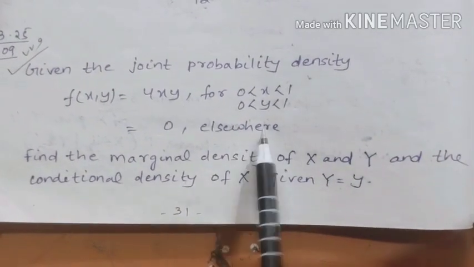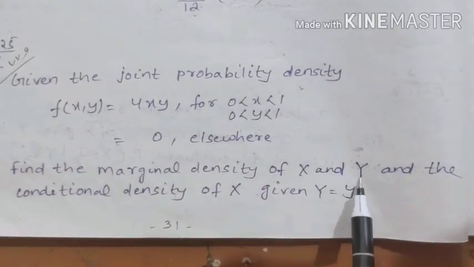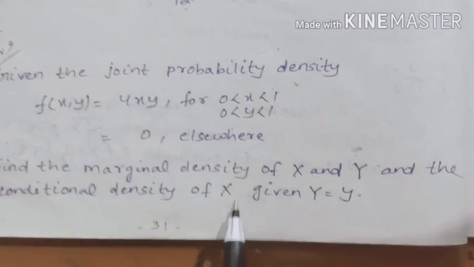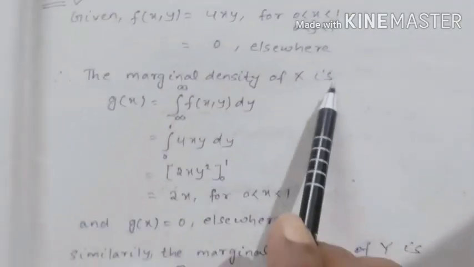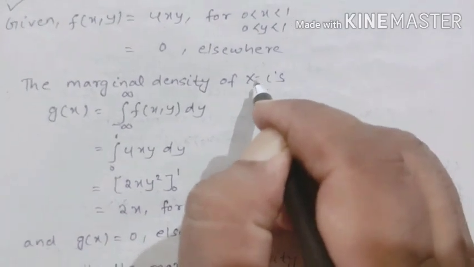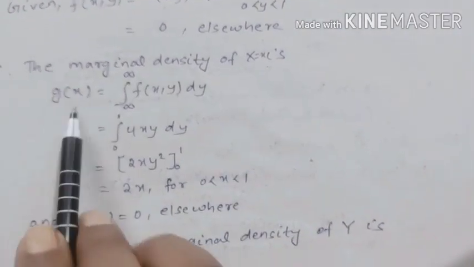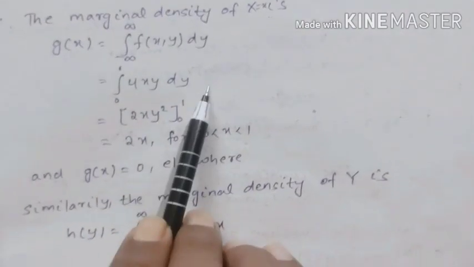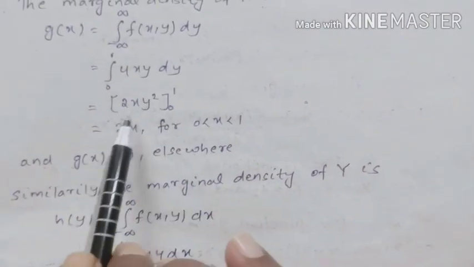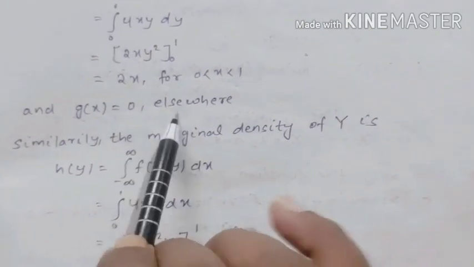Find the marginal density of x and y and the conditional density of x given y equals to y. What is the marginal density of x? The marginal density of x equals g of x, which is the integration from minus infinity to infinity of f of x,y dy, because x is fixed, so we integrate with respect to y. So the integrand is 4xy dy, and the answer equals 2x, for x lying between 0 and 1. And g of x is 0 elsewhere.